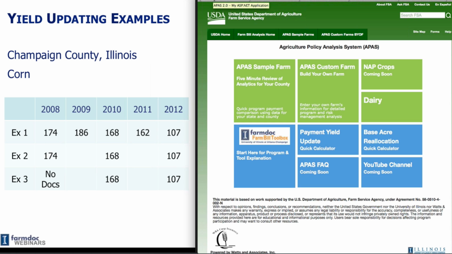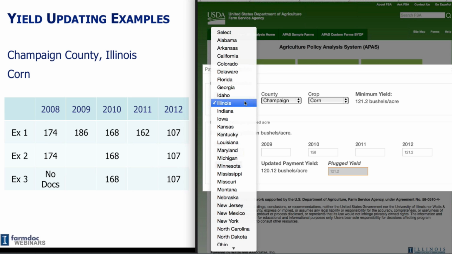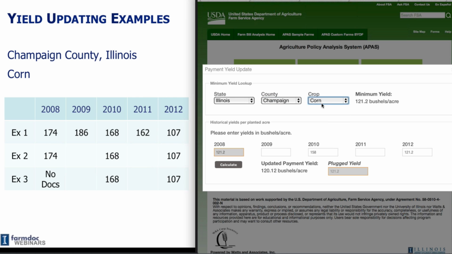And I'm going to start here. All right. Yeah, and I think Gary's going to show you the payment yield update quick calculator that's built into the APAS tool. Again, we have different options you can use in that tool. If you want to spend a lot of time entering individual farm information, we have the build your own farm option. But we also have quicker pieces of the tool that are a little bit quicker to use and don't require as much data entry. And then we've also created these individual quick calculators for the payment yield update decision and the base acre reallocation decision. So what Gary has here is 3 examples.